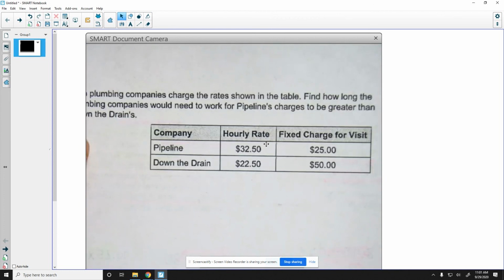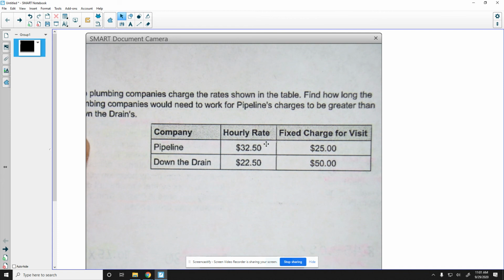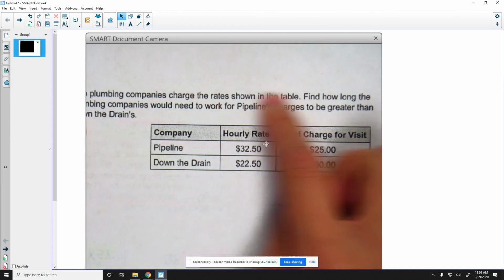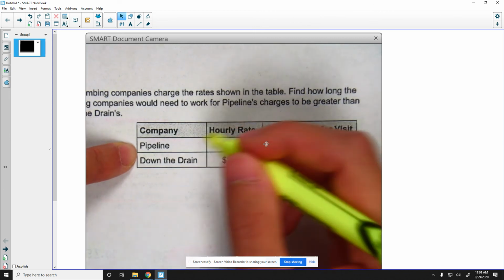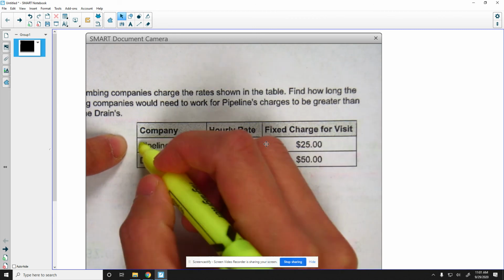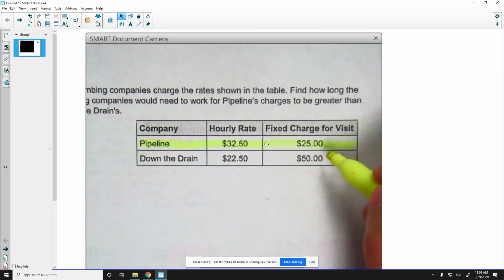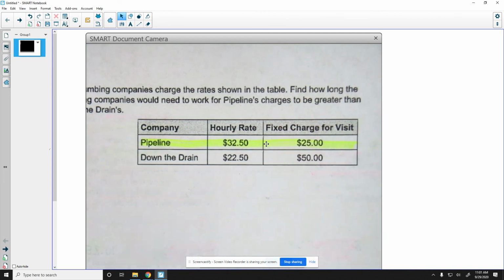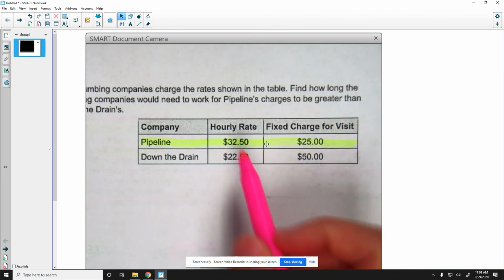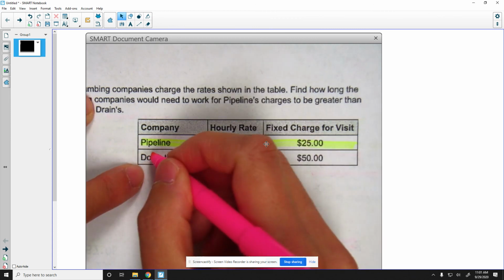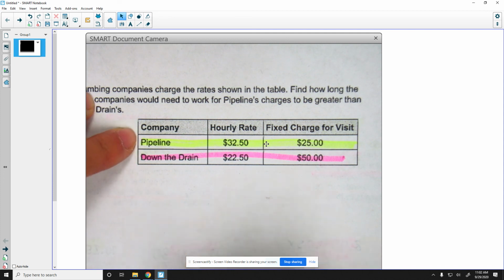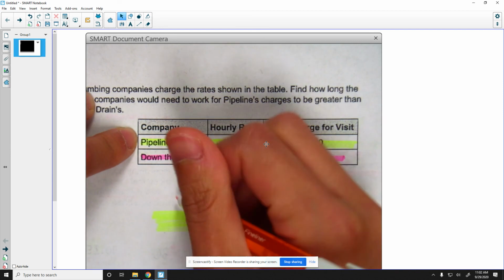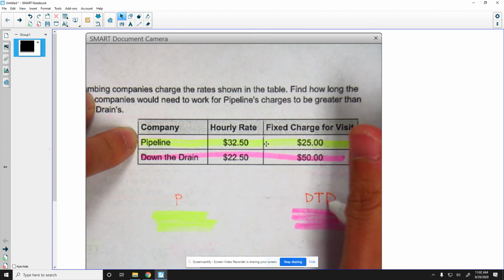This last one, because it's a table, and sometimes tables look hard, but they're really not that bad. I don't even have to read all of this yet, because look, I have this pipeline company, so it looks like they are $32.50 hourly rate, so it's per hour, and then you always just get charged $25 because it's a fixed charge. Fixed means it doesn't change. It's just $25 and then $32.50 per hour. And then you have down the drain, which is $22.50 per hour and then $50. So we're comparing the yellow with the pink. This is pipeline. This is down the drain.